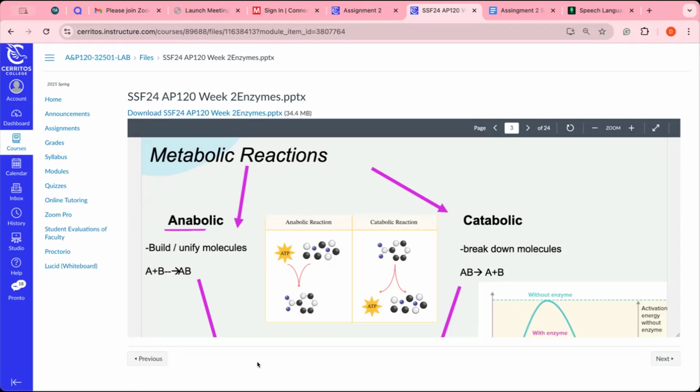And we have a little picture of that. We have a molecule. We have some ATP. We have another molecule. And they build a bigger molecule. In catabolic reactions, we break down molecules. So we go from the product AB to the individual reactants.